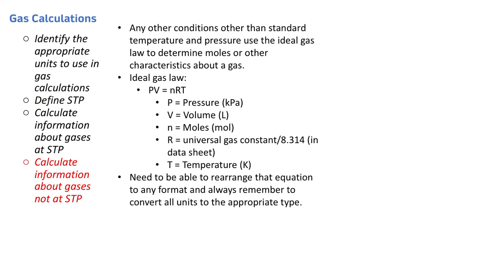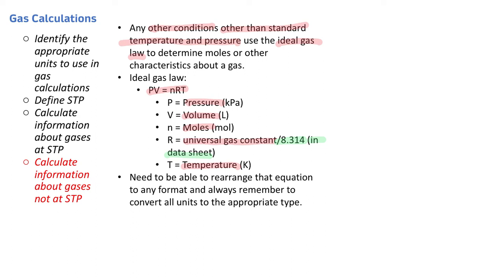If it's not at STP, so any other conditions other than standard temperature and pressure, we use the ideal gas law. And what is the ideal gas law? It's this equation here. PV equals nRT, where P is pressure, V is volume, n is moles, T is temperature, and R is the universal gas constant, which is effectively a number, which again is found in your data sheet. It's always 8.314. So you just have to type in 8.314 into that space there.